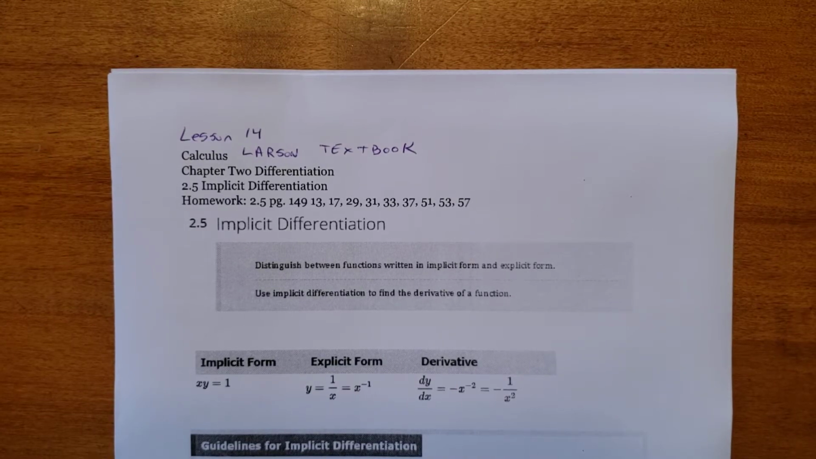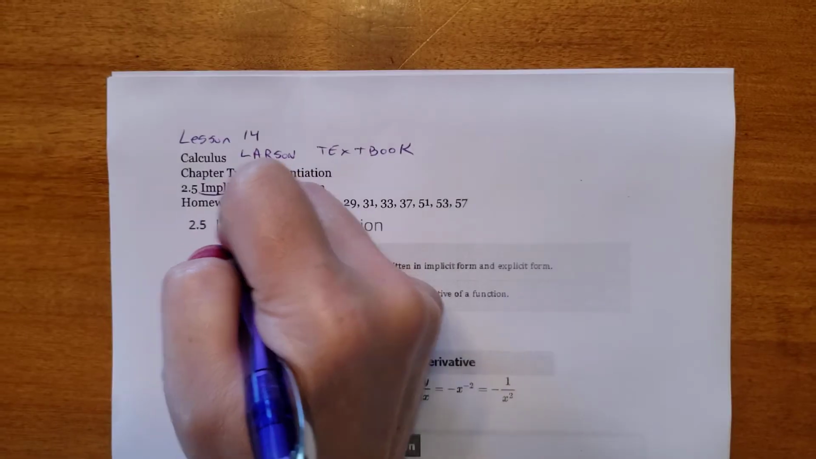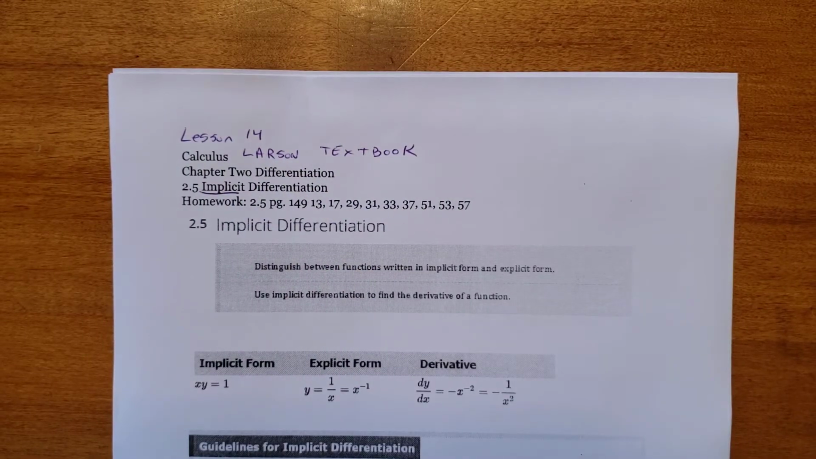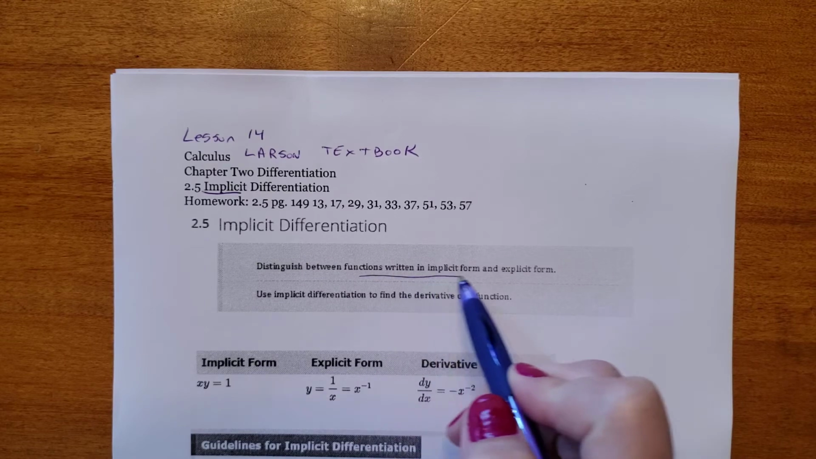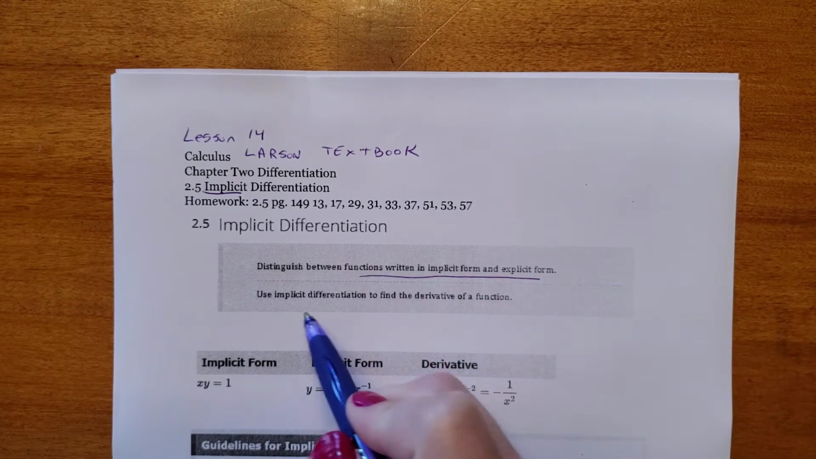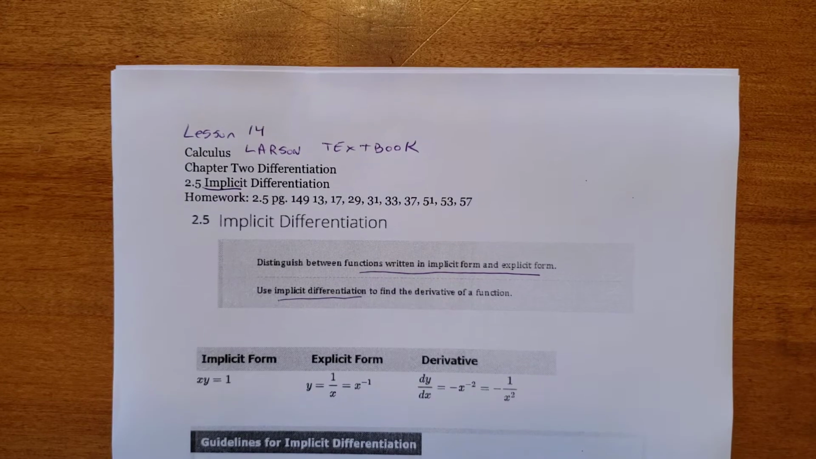In calculus, we're still working on taking derivatives. We're going to mix it up a little bit today and take the derivative of the letter x and of the letter y. When you take the derivative of x and y, that's called implicit differentiation. So implicit differentiation is taking the derivative of the letter y, which we haven't done. Today, we're going to distinguish between functions written in implicit form and explicit form, and use implicit differentiation to find the derivatives of some functions.